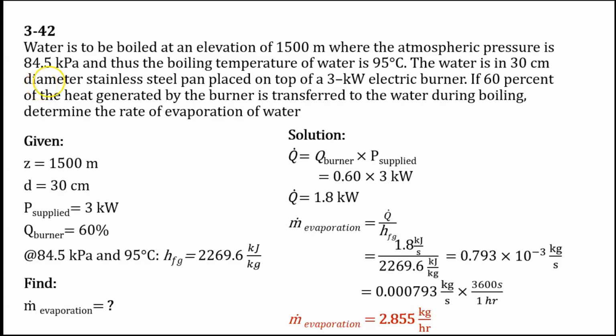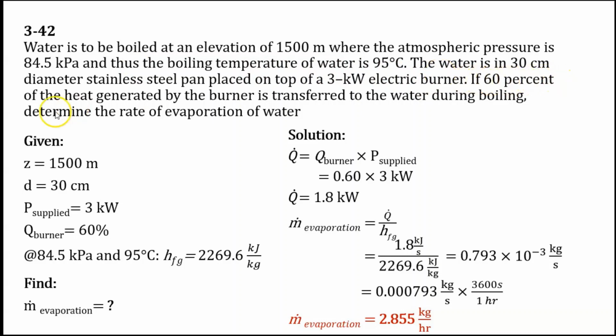Everyone, in this video, we will solve an example problem in Chapter 2, which is about pure substances. Water is to be boiled at an elevation of 1,500 meters where the atmospheric pressure is 84.5 kilopascals, and thus the boiling temperature of water is 95 degrees Celsius.